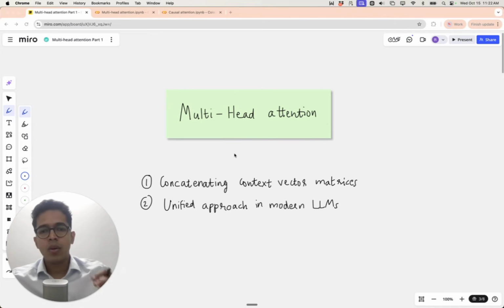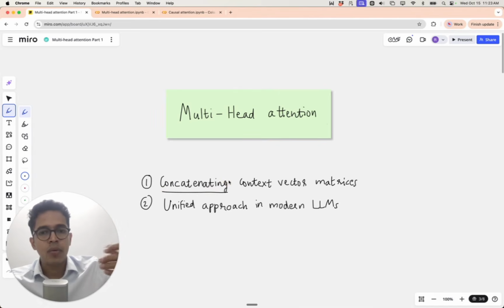There are two approaches for implementing multi-head attention that we are discussing in this series. In the current lecture, we'll be discussing the approach of concatenating the context vector matrices that we get out of each attention head. And then in the next lecture, we can discuss a more unified approach, which is adopted by modern large language models.